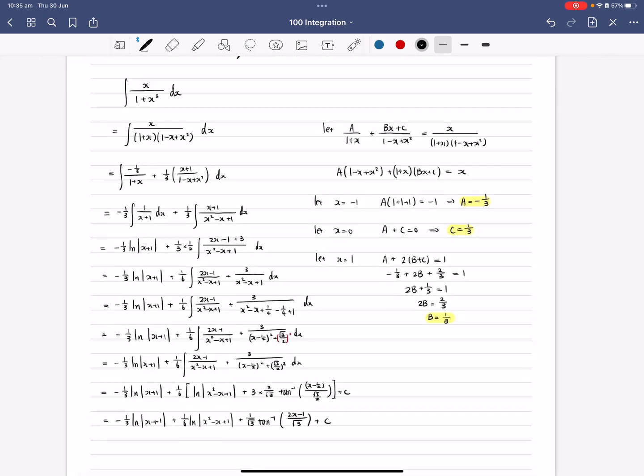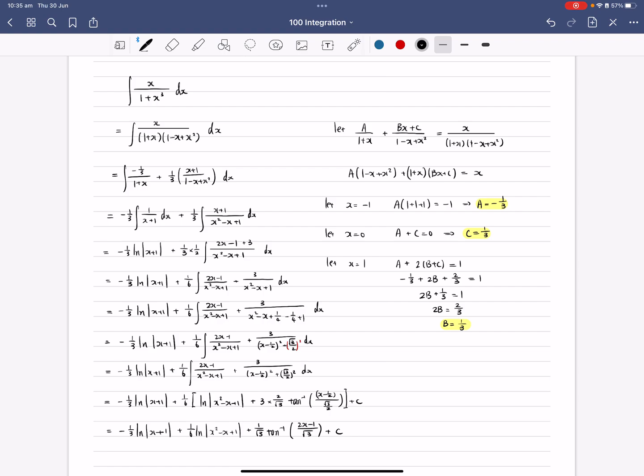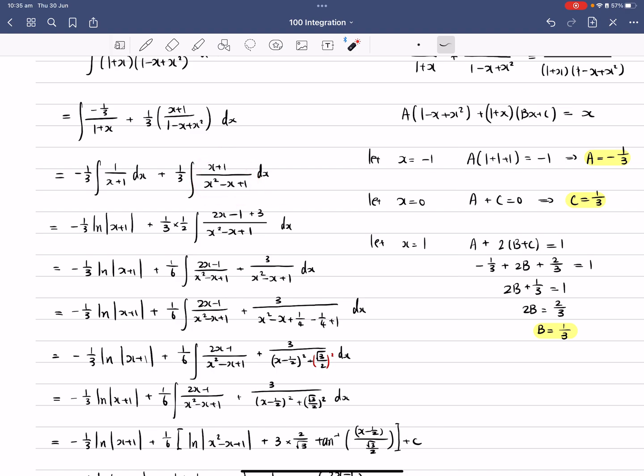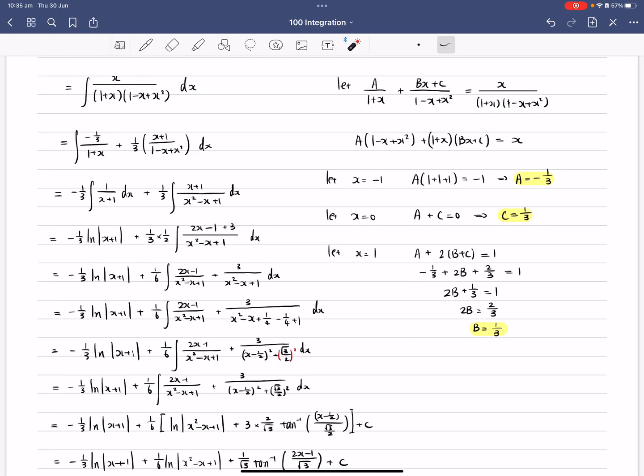As you can see, it's a really time consuming question. First of all, you need to know that you're going to use the difference or the sum of 2 cubes to factorize into 2 factors. Then you're going to use partial fractions to find out the result for A, B, and C. Once you get to this point, you also need to use algebra manipulation to change into 2 more fractions, and then you have to use completing the square for the denominator and realize this is a tangent inverse. So lots of skills here for one question.